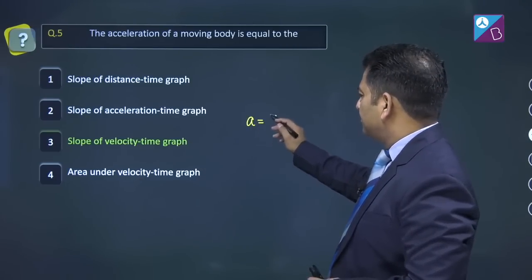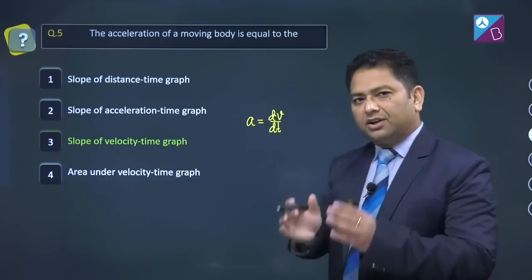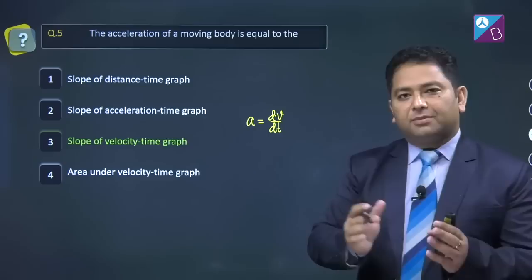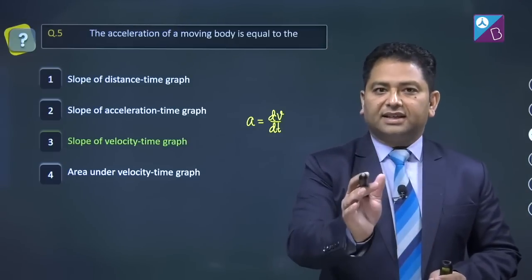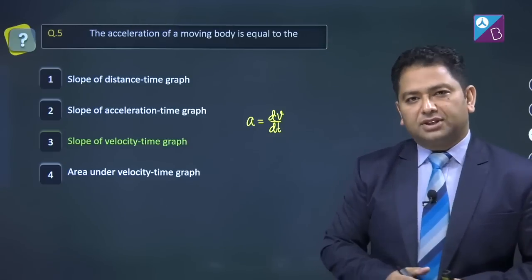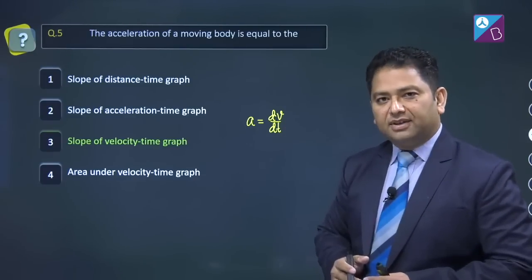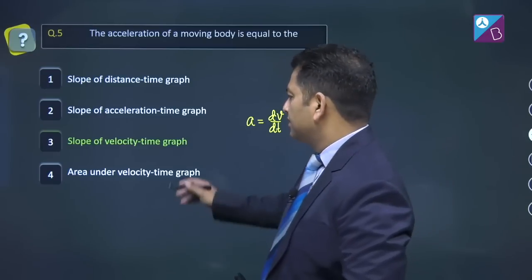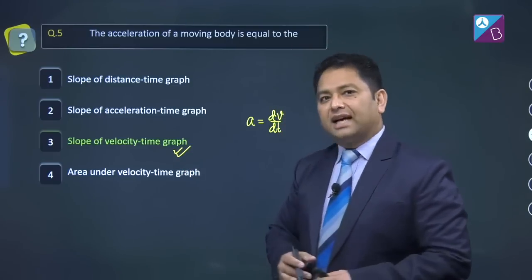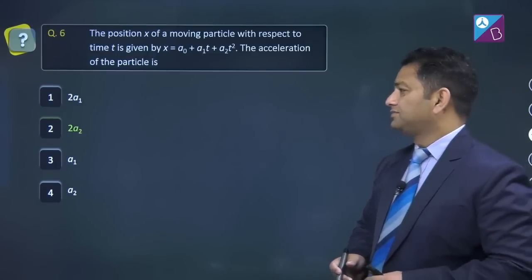Acceleration, that is equal to dv by dt. Now, whenever you talk about the graphical interpretation, डेरिवेटिव का मतलब स्लोप, याद रखना, डेरिवेटिव का मतलब स्लोप. तो डेरिवेटिव ऑफ वेलोसिटी विथ रेस्पेक्ट टू टाइम, इसका मतलब इट्स अ स्लोप ऑफ वेलोसिटी टाइम ग्राफ, जो कि ऑप्शन नंबर 3 यहां पर है. लेट्स मूव टू द नेक्स्ट क्वेश्चन नंबर 6.